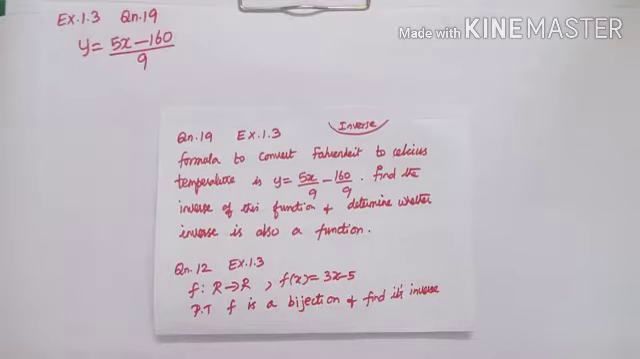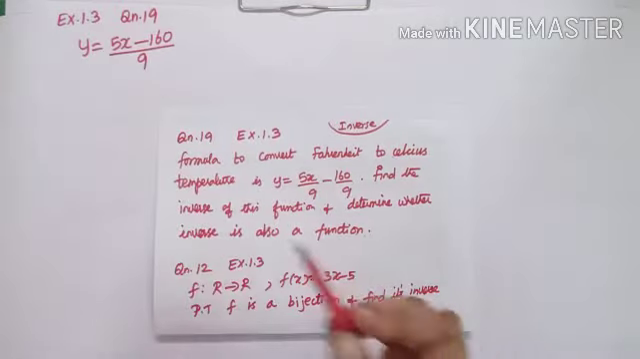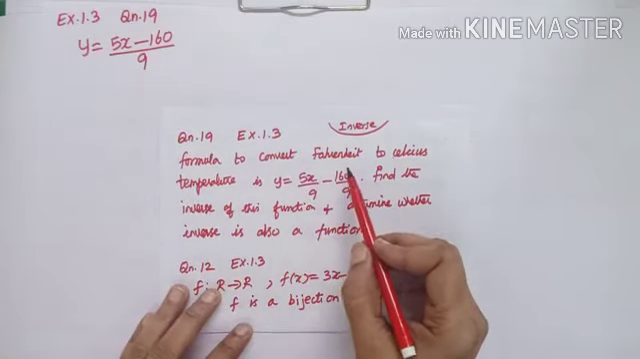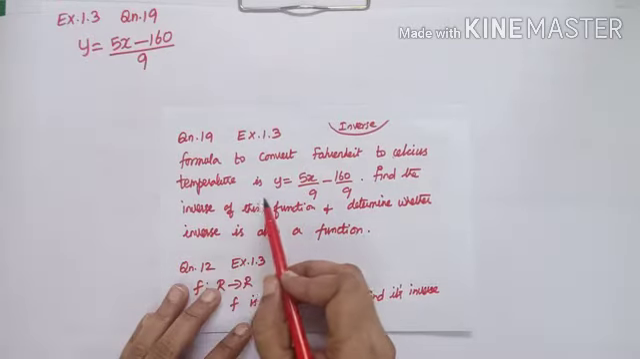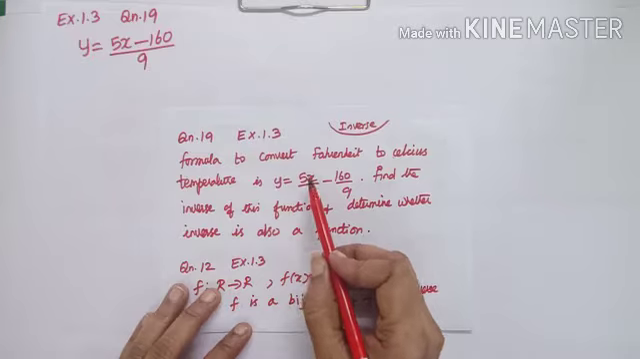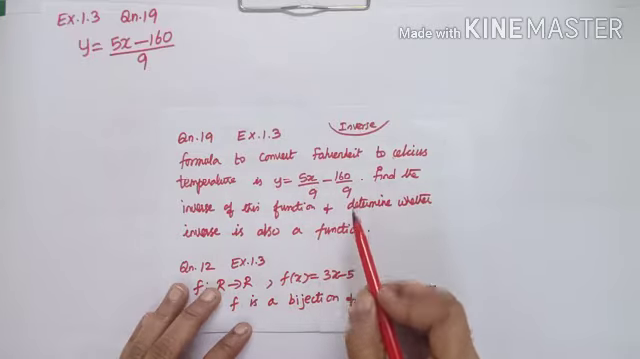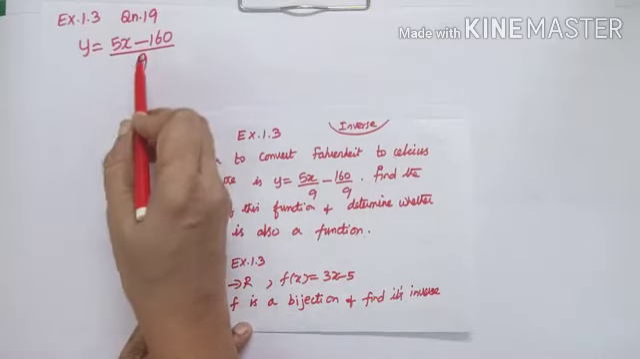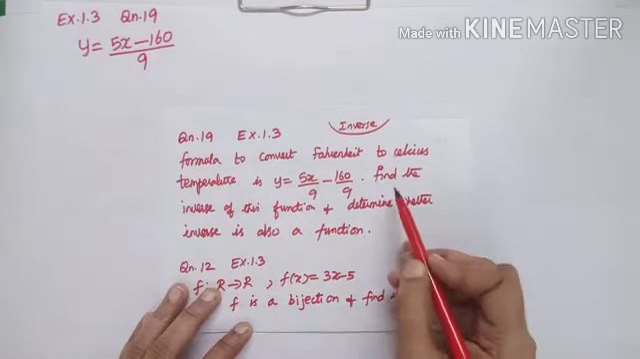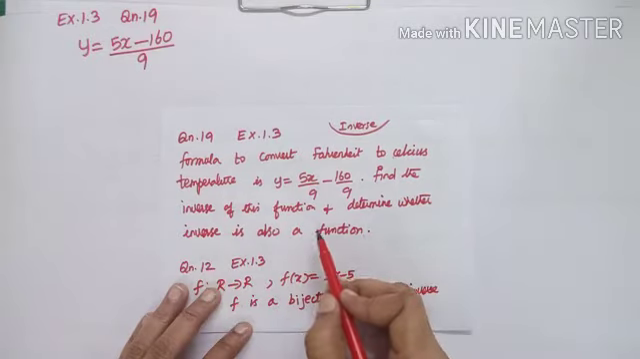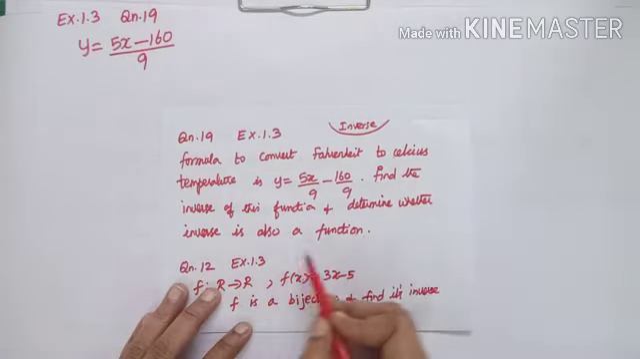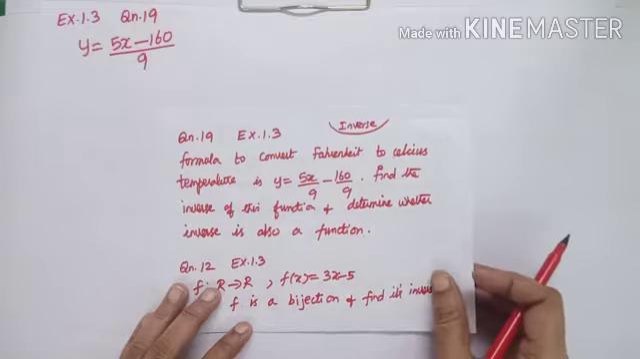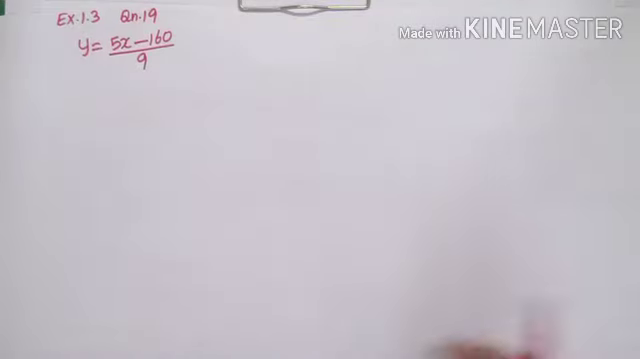Exercise 1.3, question number 19. The formula to convert Fahrenheit to Celsius temperature is y equals 5x by 9 minus 160 by 9, which is rewritten as y equals (5x minus 160) by 9. Find the inverse of this function and determine whether the inverse is also a function. Same procedure as that of the previous problem.